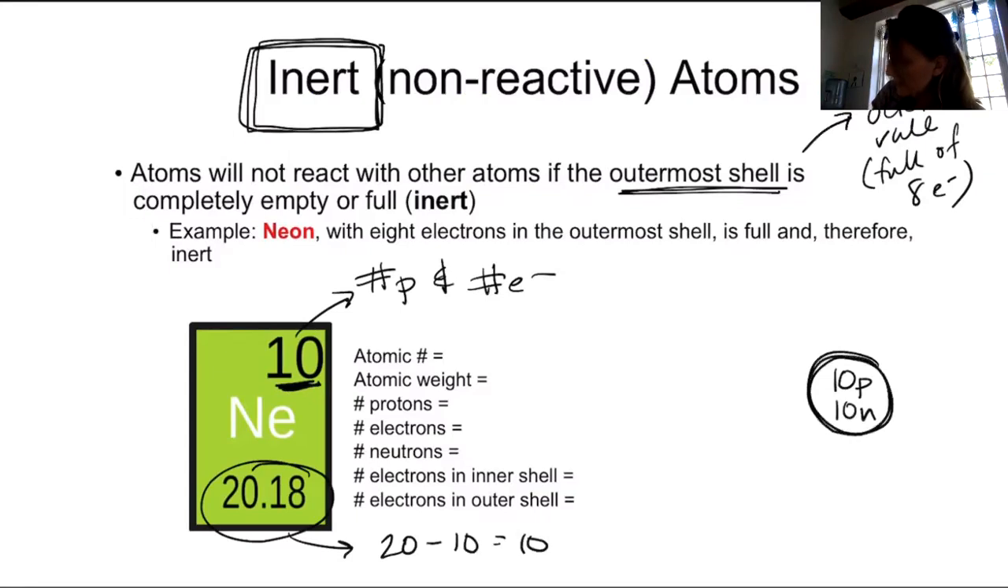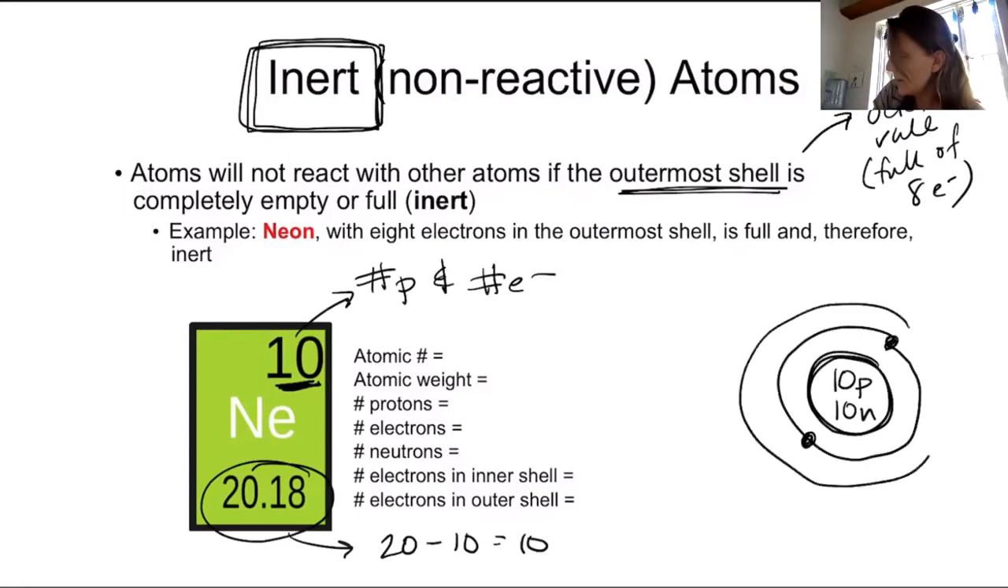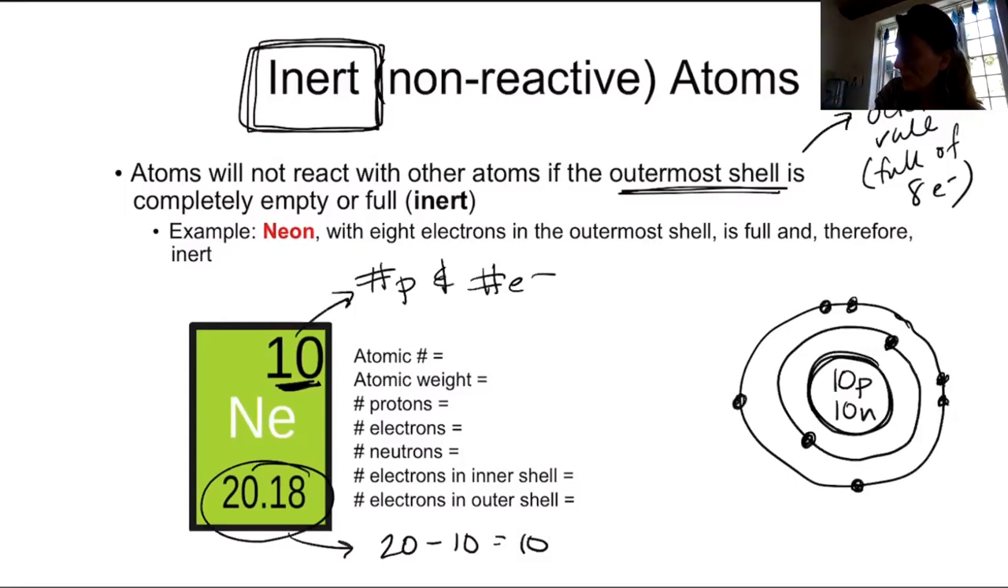Here's my nucleus. Then I'm gonna do the first shell, which has 2 electrons rather. The second shell, we need to get up to 10. We've already used 2, so we're gonna have 8. 1, 2, 3, 4, 5, 6, 7, 8, right? Notice outer shell is full. This is inert. It is non-reactive. It's happy. It doesn't need to do anything.